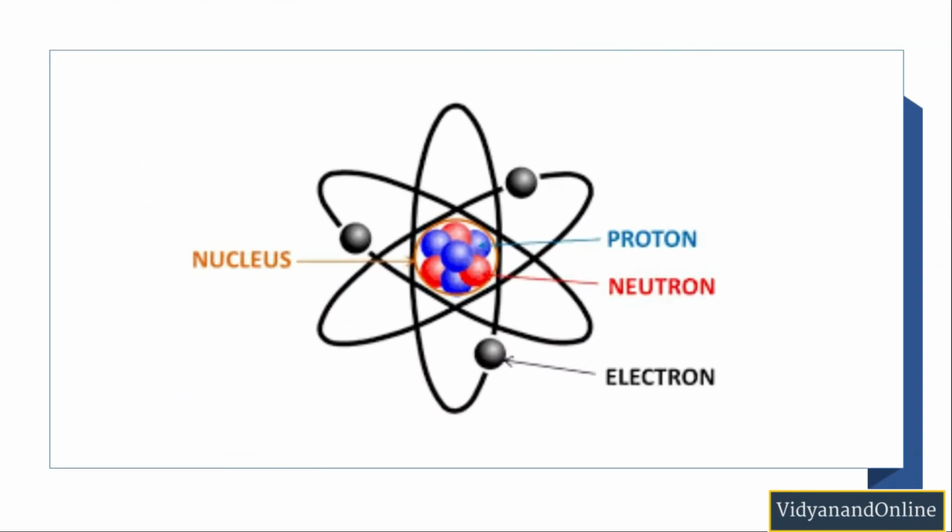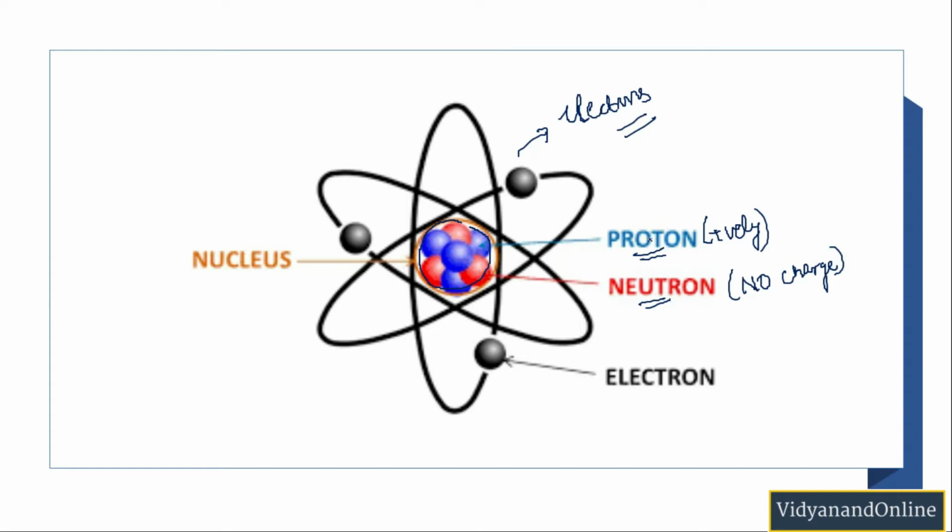Now first of all, let us understand the structure of an atom. So an atom consists of a nucleus in the center, and then we have orbits in the surroundings. Now in these orbits, the electrons revolve. Okay, and inside the nucleus we have protons and neutrons. So protons are positively charged particles, whereas neutrons have no charge. So why is it there when it is not charged anyway?